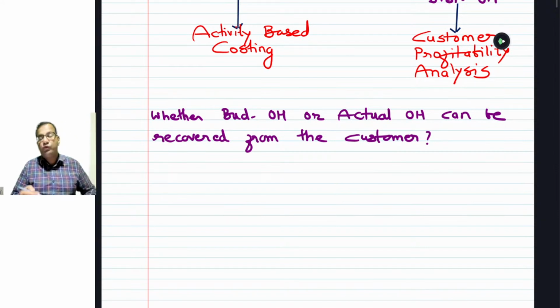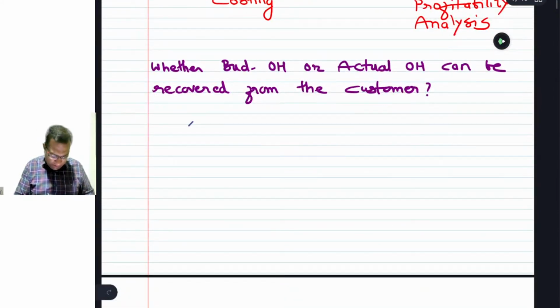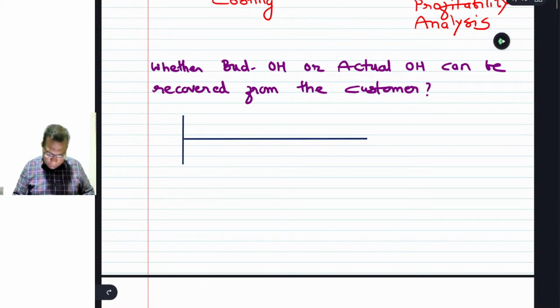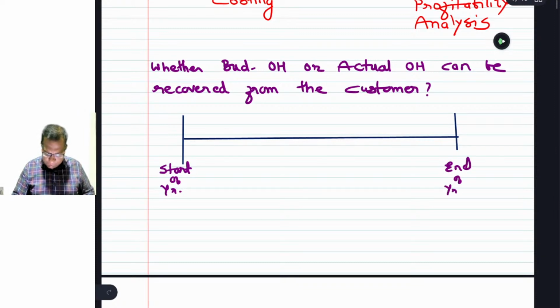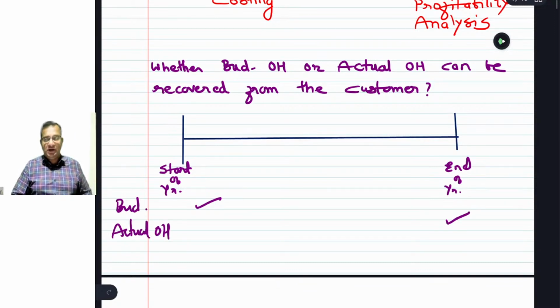Now, the question is why actual overhead cannot be recovered from the customer. The logic is very simple, beta. This is the start of the year. This is the end of the year. We know the budgeted overhead at the start of the year, while the actual overhead will be known only at the end of the year, and practically also not at the end of the year, but in the next first quarter of the year. If it is financial year 22-23, we will be able to know the actual fixed overhead in the month of April and May 2023 for the financial year 21-22.